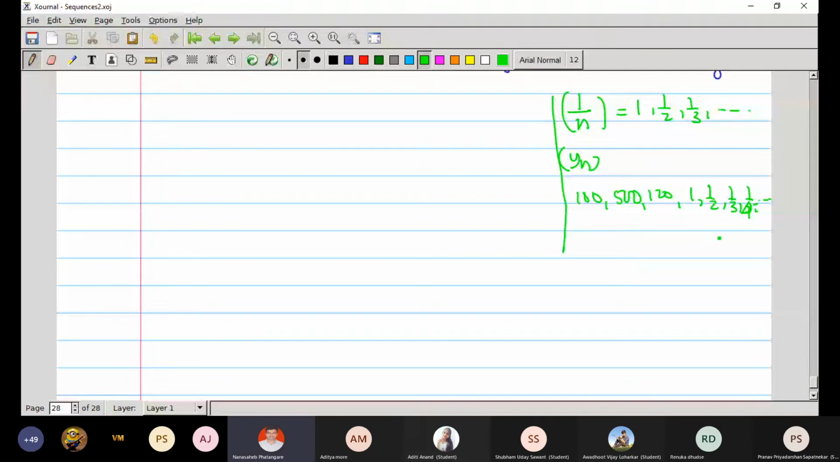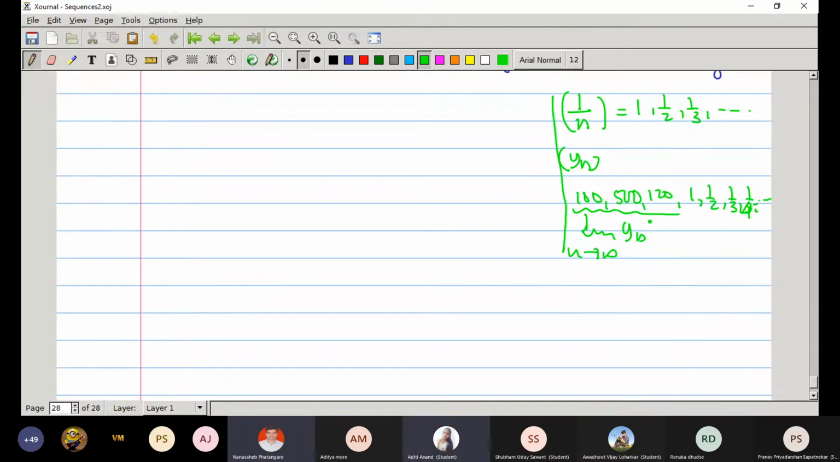0 only. 0, because what happens at infinity? When I say limit, it means limit of yn as n tends to infinity. So we are looking at what happens at infinity. Therefore, it doesn't matter what the first few terms are, 100 or 5,000 or 1 crore, 3 terms doesn't matter.